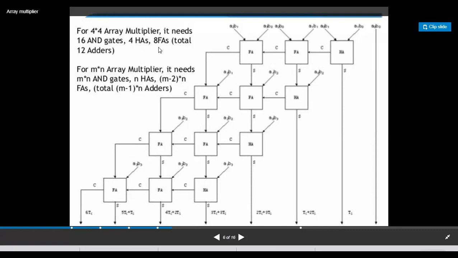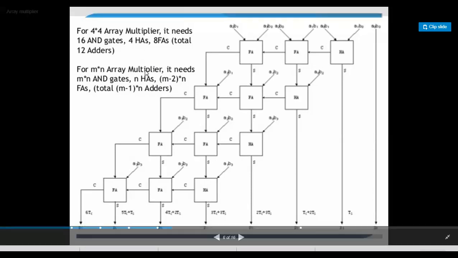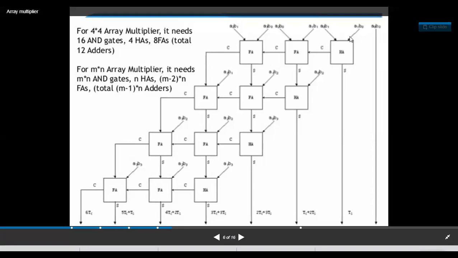In those 12 adders, 4 are half adders and 8 are full adders. Just see where we have used a half adder and where we have used full adders. In the initial case, only a half adder is sufficient. Initially, directly A0 and B0 using a simple AND gate, we can directly get P0. Second, A1 with B0 and A0 with B1: these two terms are given to the half adder. This is the first half adder. Output is the sum, and this is the product term, P1.